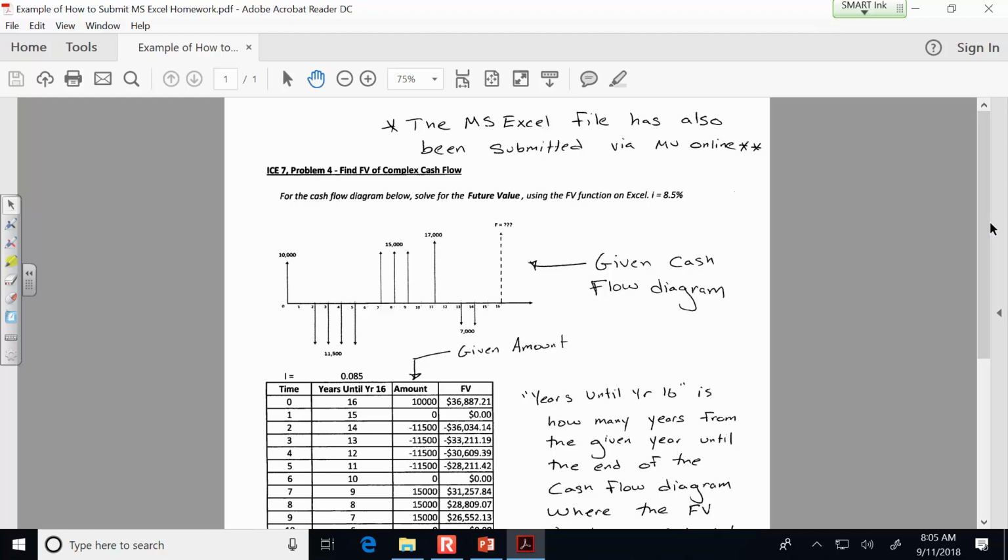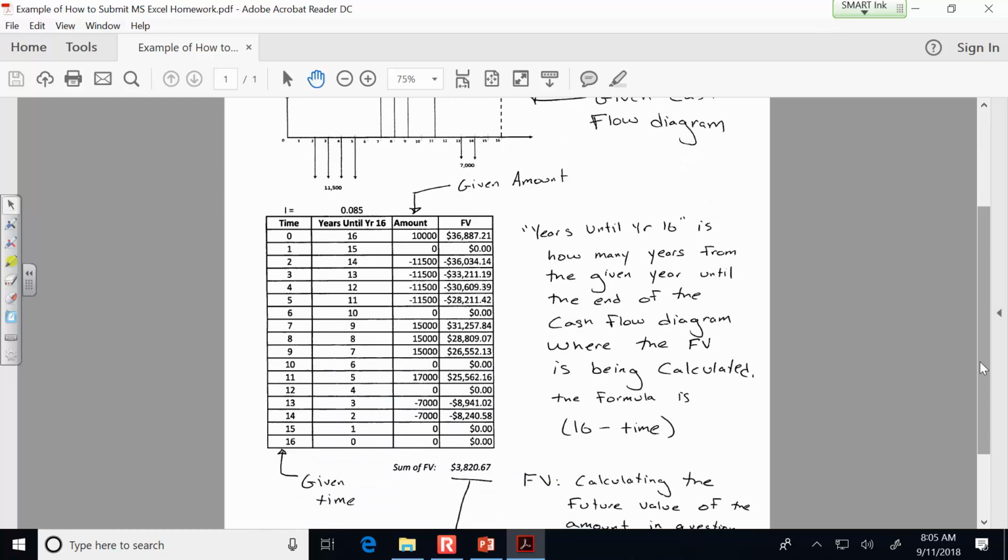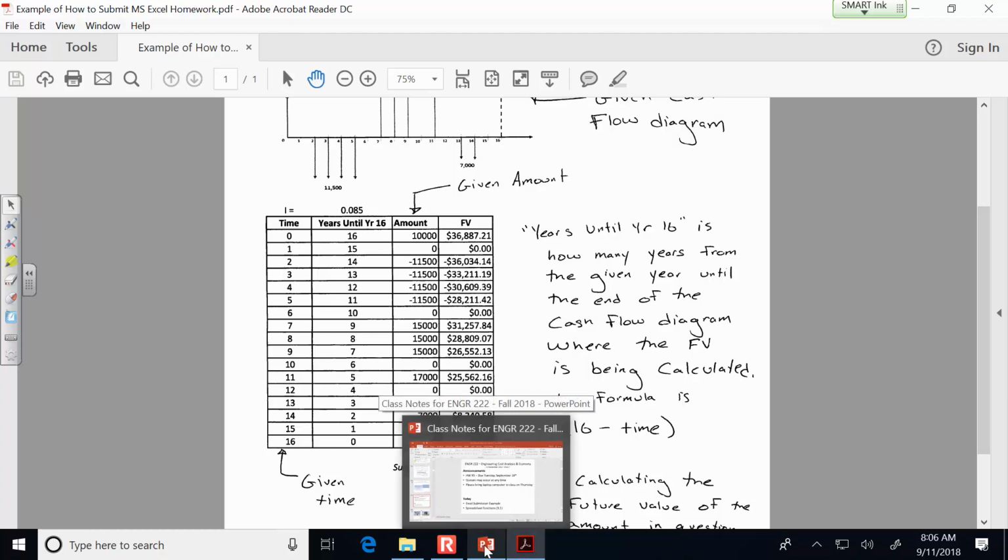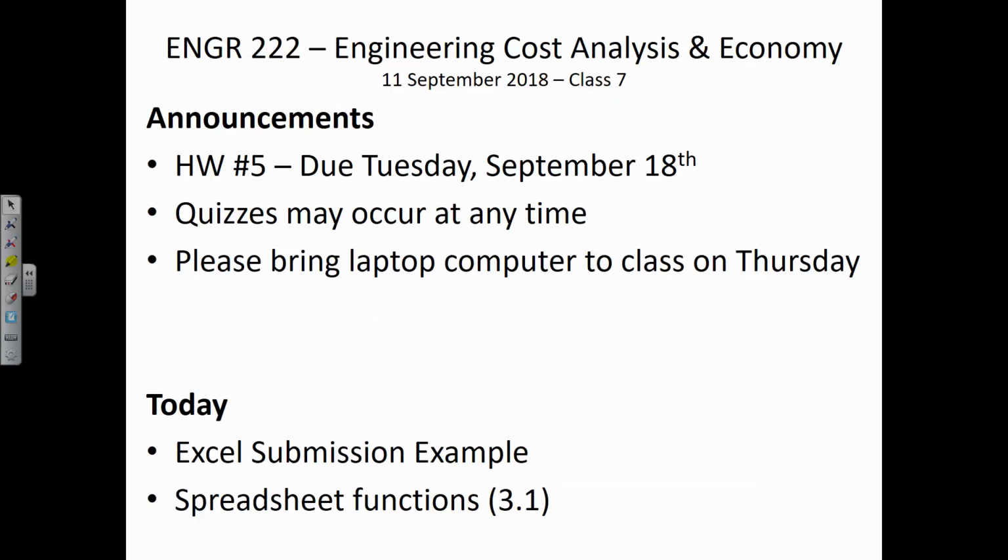So just to summarize, you'll continue to make your own PDF of the work that you've done, and then in addition to that, you upload your Excel file to MU Online in case there are any questions and the grader needs to get into the Excel file itself. All right, so any questions about how to submit an Excel file for the homework? If you want to discuss it with me, you have some lingering uncertainties, please feel free to stop by my office. I'd be glad to talk to you about it.